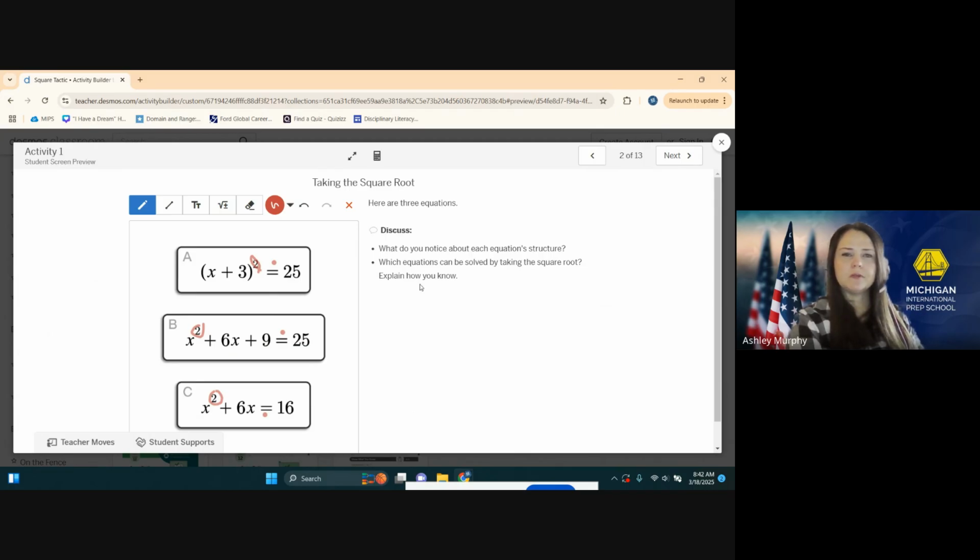Which equation can be solved by taking the square root? Equation A can be solved by finding the square root instantly because of the parentheses, so the entire expression is squared. We can start by undoing that operation with the square root. These others, we would need to move these terms in order to do a square root or somehow factor to combine terms.